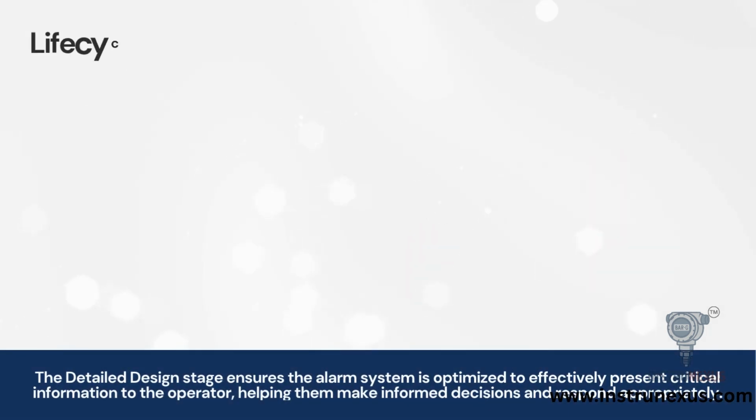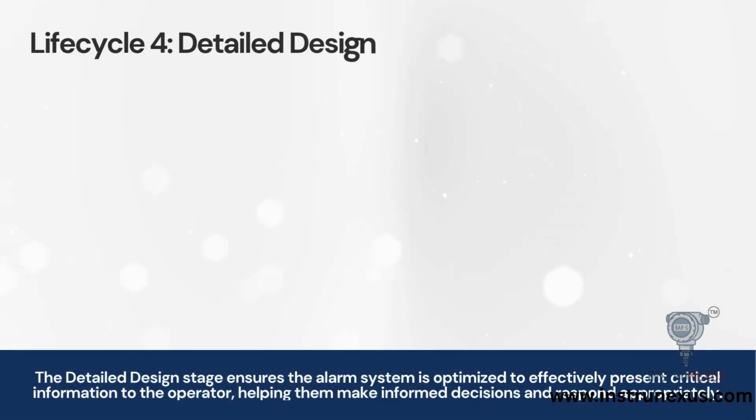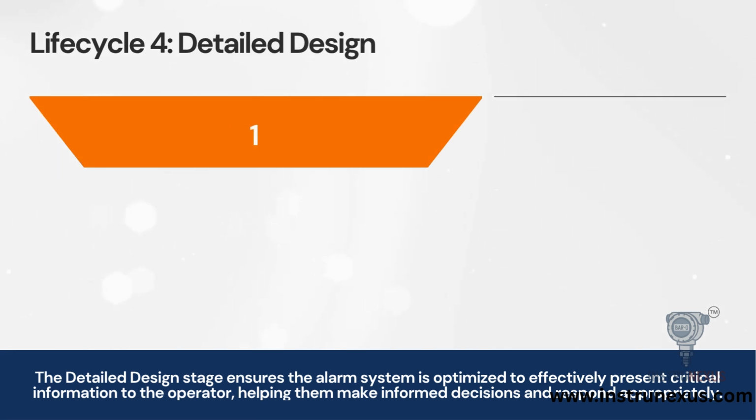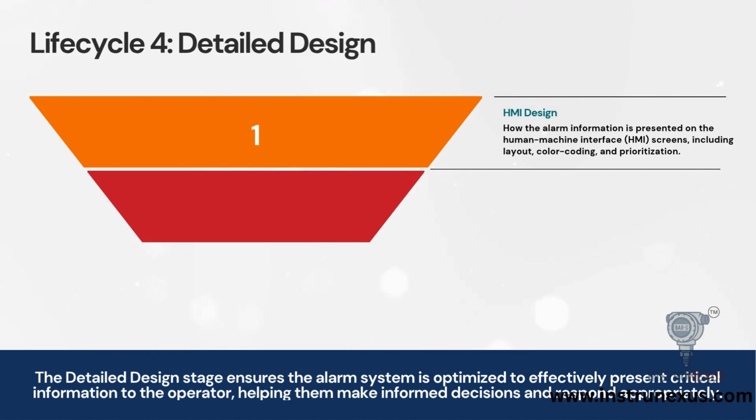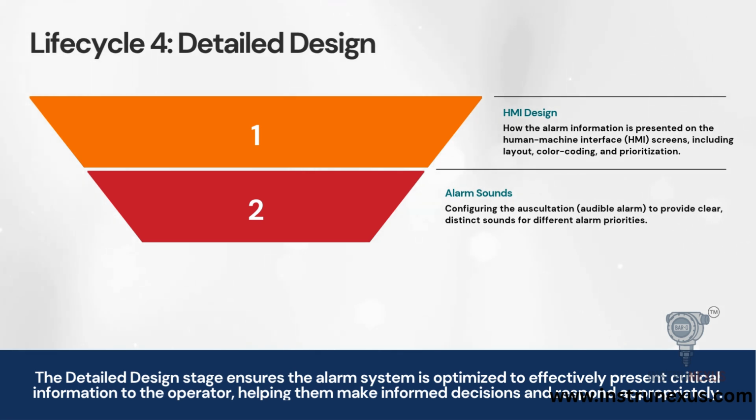Once we know which alarms we need, we move to Stage 4, detailed design. This focuses on how the alarm is presented to the operator. We look at HMI design. How does the alarm appear on the screen? What colors are used? We configure alarm sounds, making sure a critical alarm sounds different and more urgent than a low priority warning.